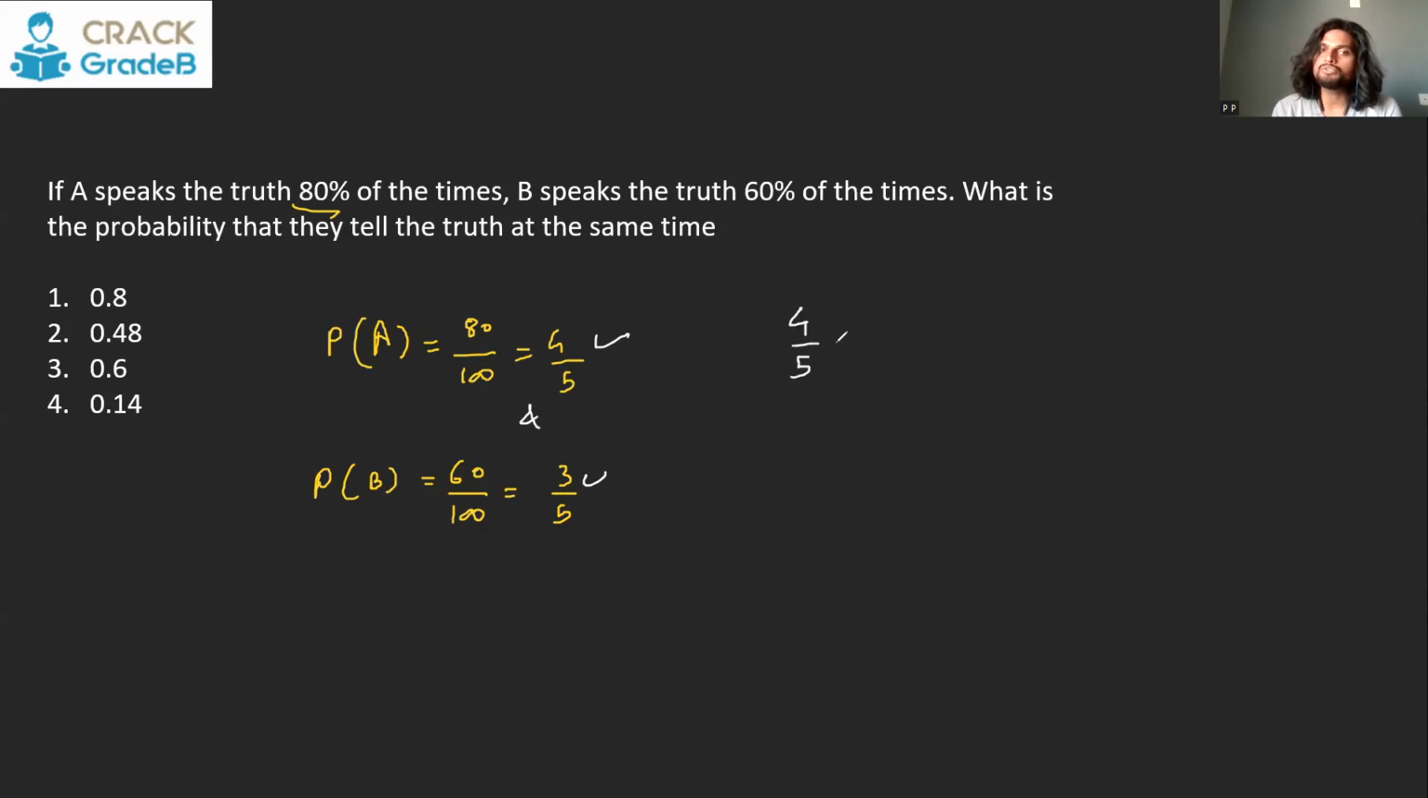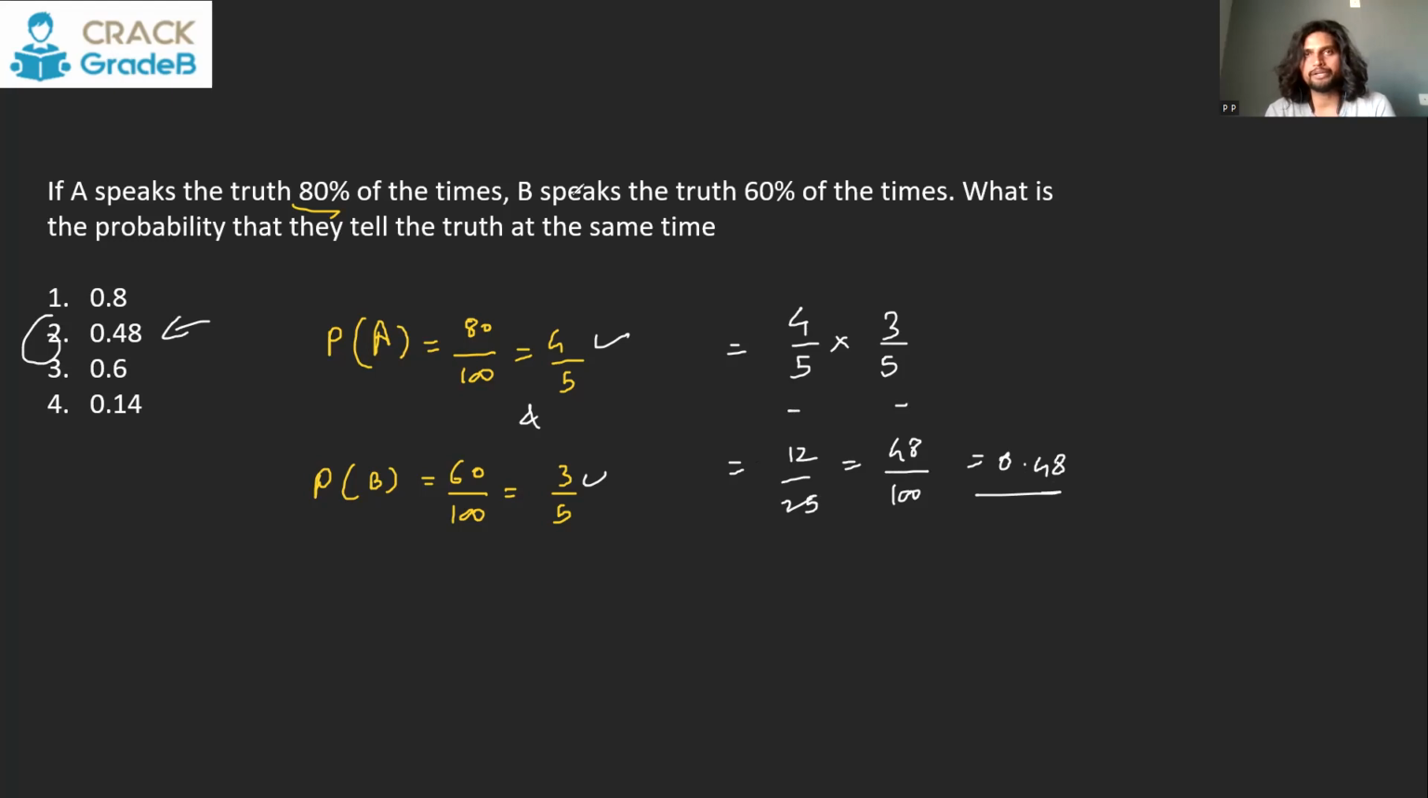Probability of A telling the truth is 4/5. B telling the truth is 3/5. Both telling the truth means this should happen and this should also happen. That is 12 upon 25 or 48 upon 100. That makes it 0.48. Option number 2 will be the answer, 0.48.